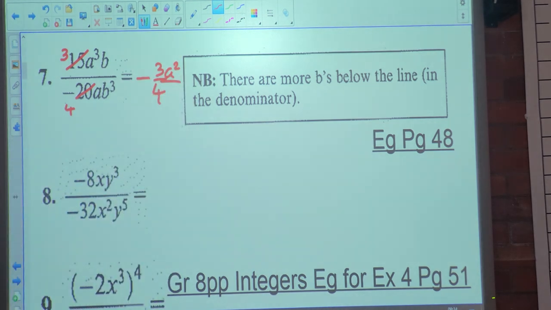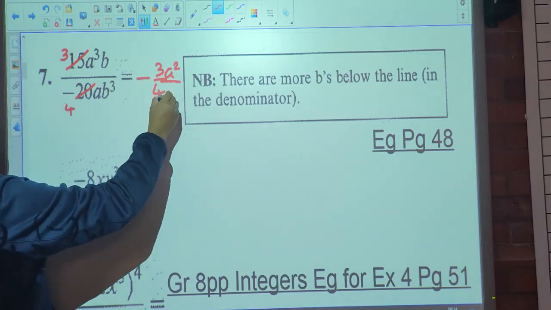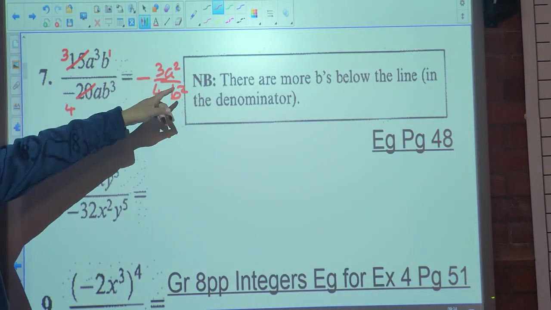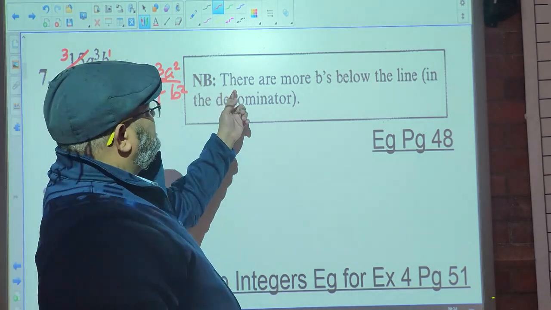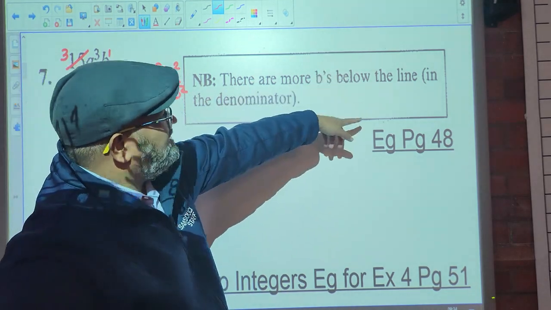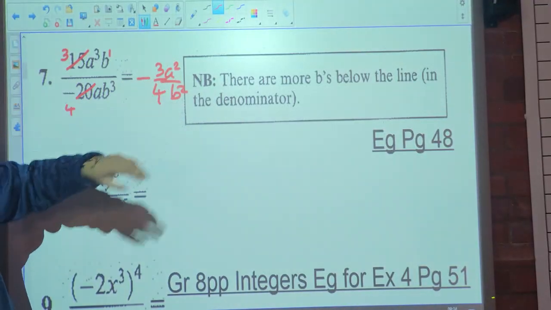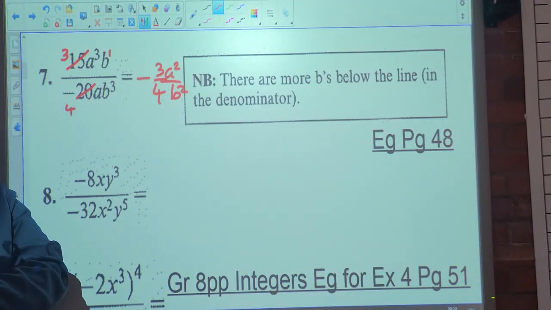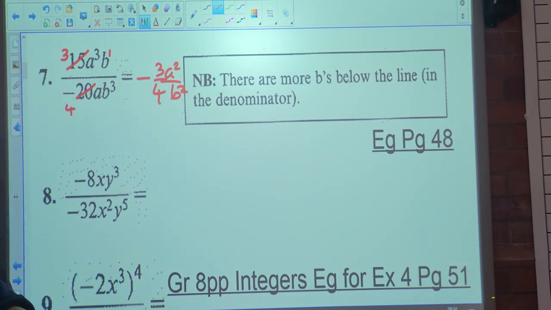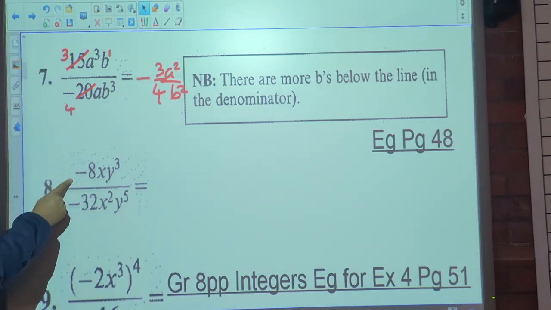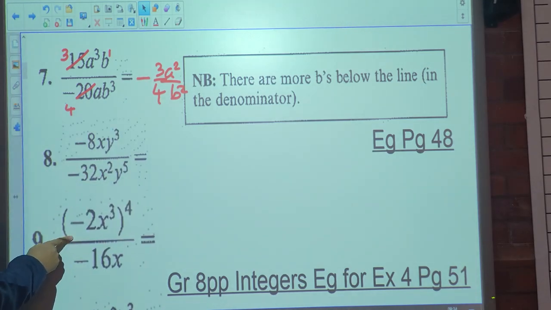Where are there more B's? Bottom. So it's going to be 3 minus 1 is? Again, very important to note, you can make this note here as well. There are more b's below the line in the denominator, resulting in the b's being at the bottom. Okay? You can pause the video at this point. Make your notes. Otherwise, you can carry on.